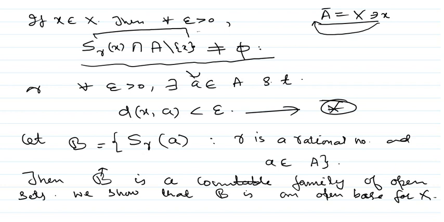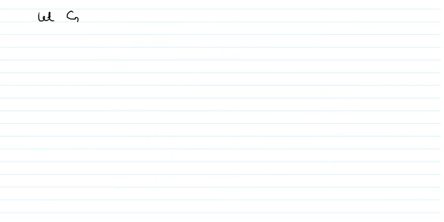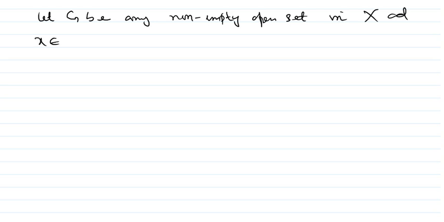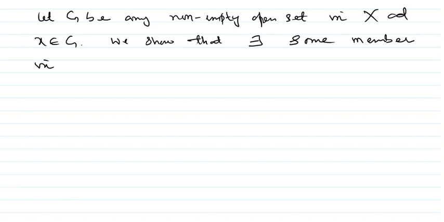So let G be any non-empty open set in X and x belongs to G. We show that there exists some member in B which contains x, and is contained in G.